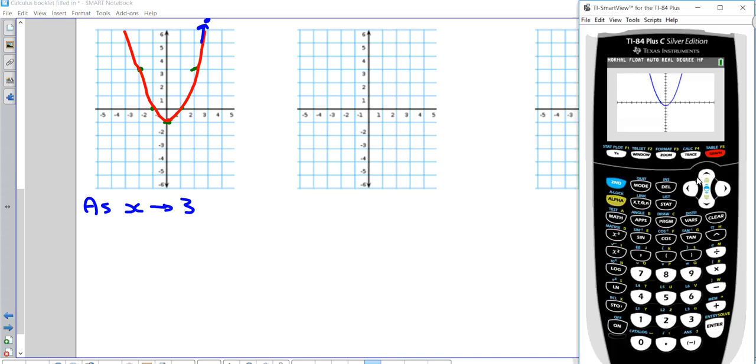So if you press the trace button, I might need to adjust my window so I can see it, but it might adjust automatically. So let's arrow right until we're getting close to x equals 3. I'm at 2.42, 2.57. At 2.72, I'm getting a value of 6.43. So they say you can create a table of values.